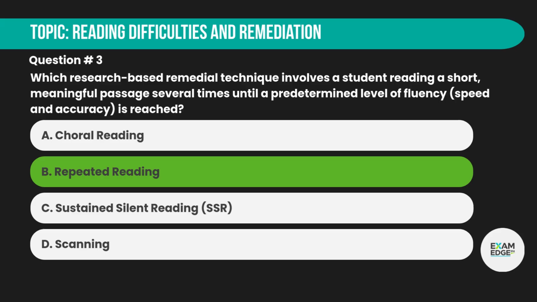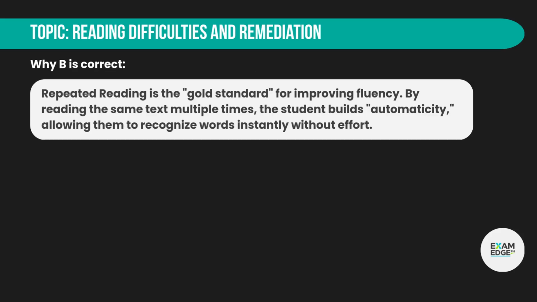Correct answer: B. Repeated reading. Why B is correct? Repeated reading is the gold standard for improving fluency. By reading the same text multiple times, the student builds automaticity, allowing them to recognize words instantly without effort.